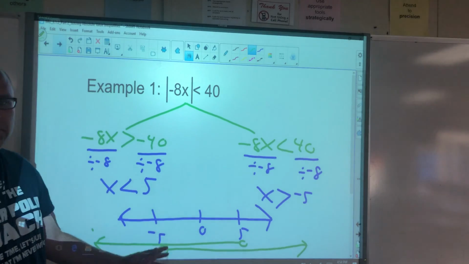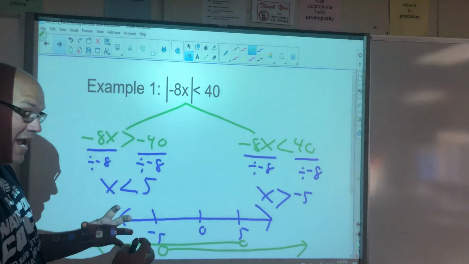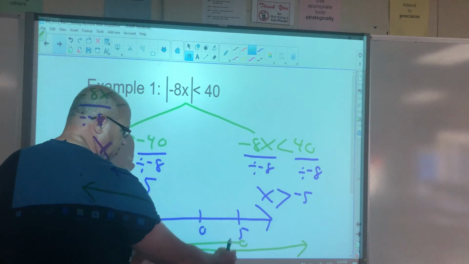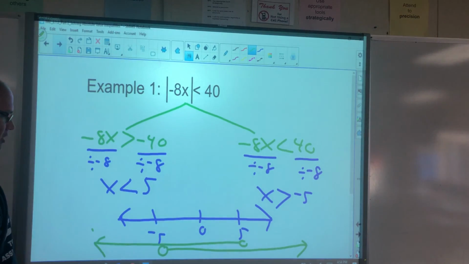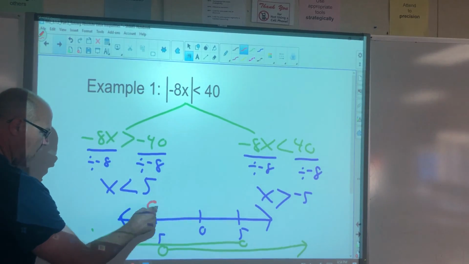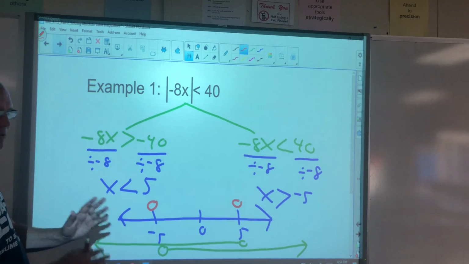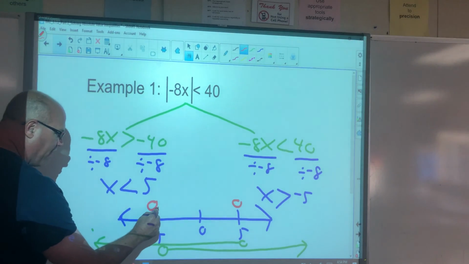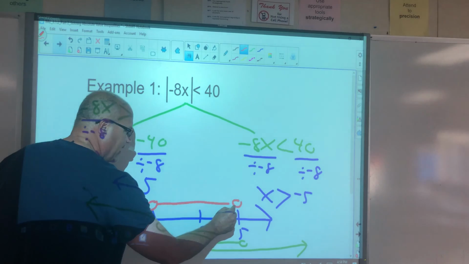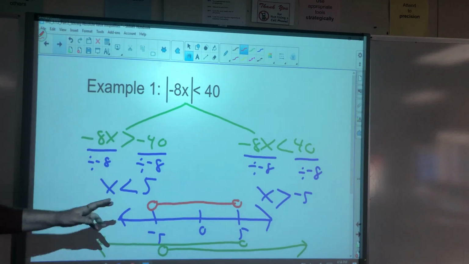So is this scenario going to be an and or an or? That's right. It's going to be an and. It's going to be the intersection of these two rays. So our solution will look like this. I'll do the solution in red here. We'd have an open dot at negative 5, an open dot at 5, meaning that 5 and negative 5 are not part of the solution, but every value in between those is part of the solution. Okay? So this is an and.